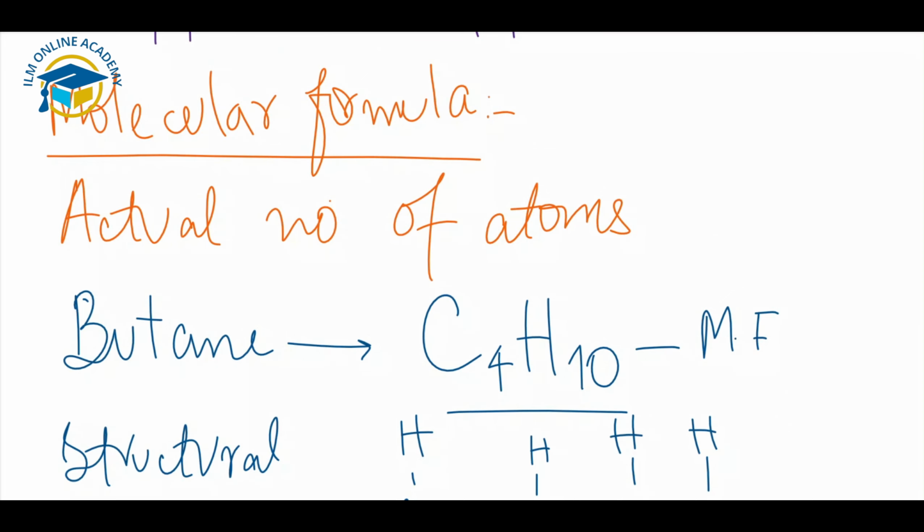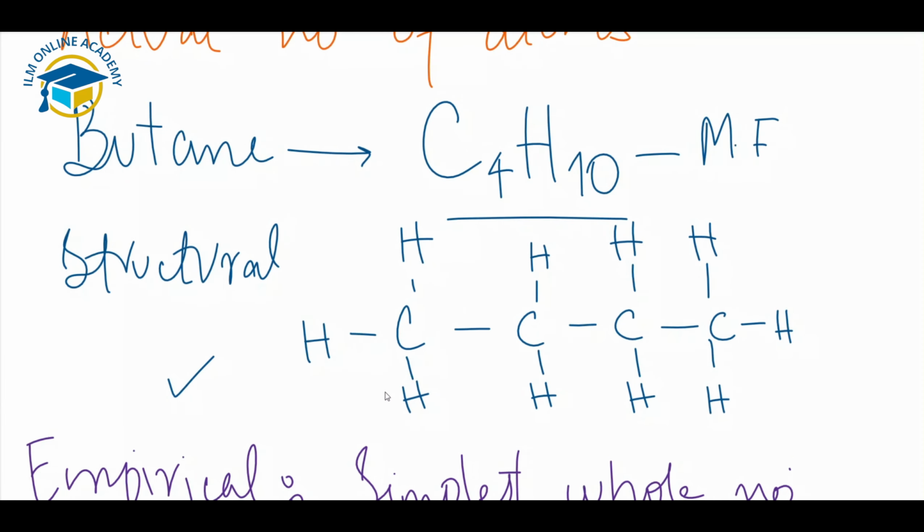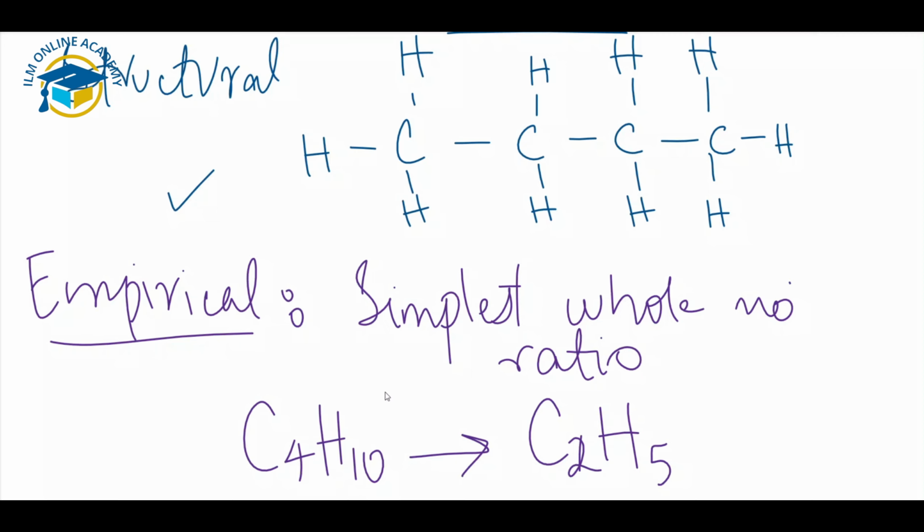This one is the molecular formula. This is the structural formula, and the empirical formula is present here. You can see here. So these are the different types of chemical formulas: molecular formula, empirical formula, and the last one is the structural formula. We have read about the chemical formula, molecular formula, and also the structural formula.